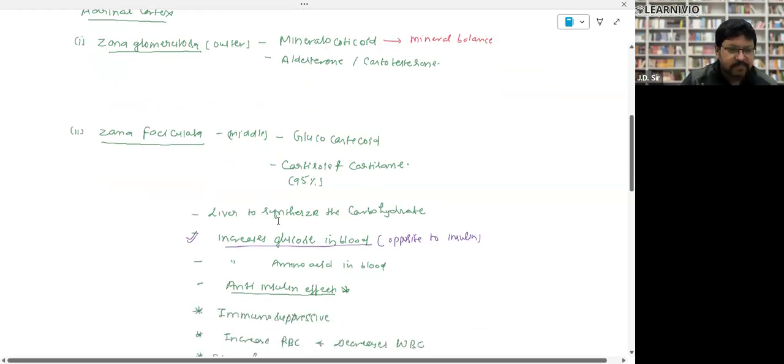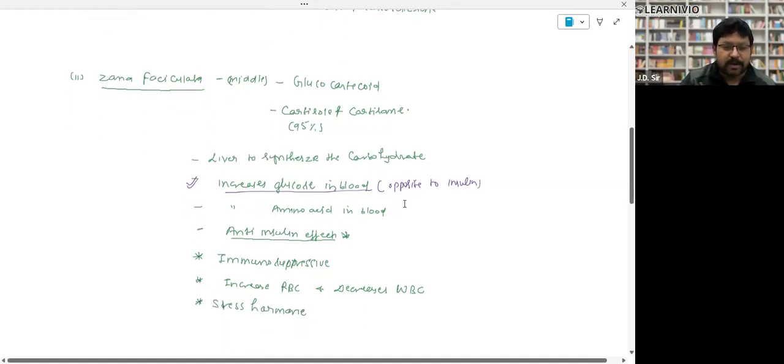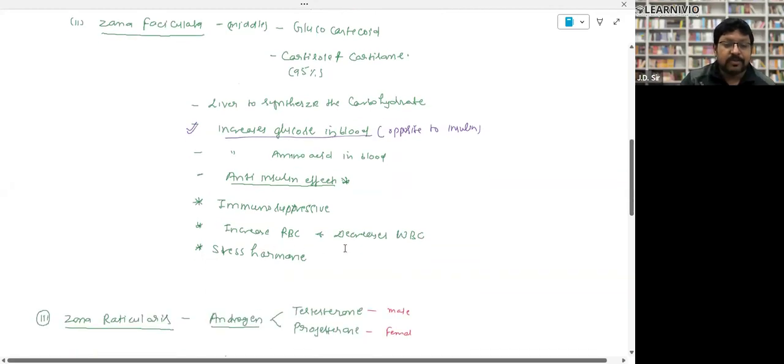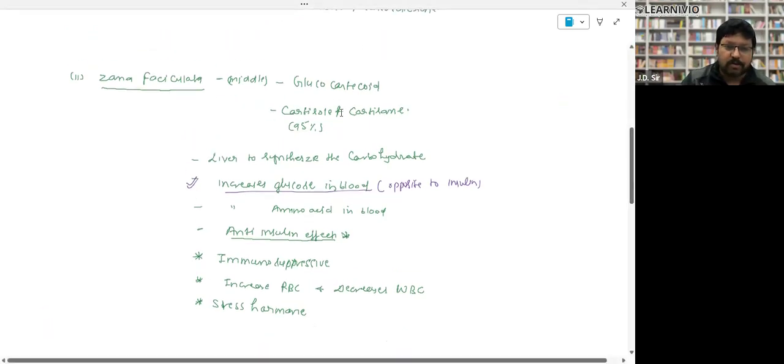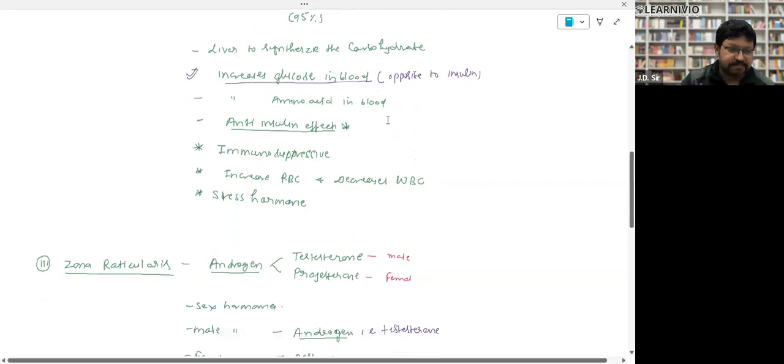Now its function: the liver synthesizes carbohydrate, increasing the glucose level in the blood. Its function is opposite to insulin. It increases the amino acids in blood. Anti-insulin effect means it works negatively to insulin. It is immunosuppressive, it suppresses the immune system. It increases RBC and decreases WBC, and it is also called a stress hormone. This is the function of these hormones, glucocorticoid, cortisone and cortisol.